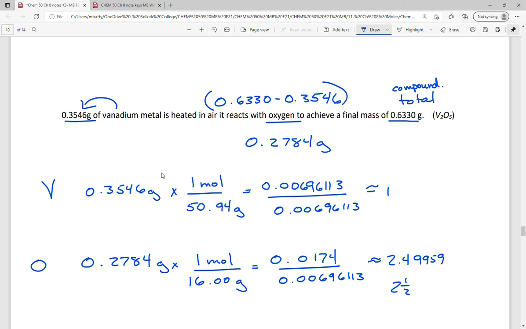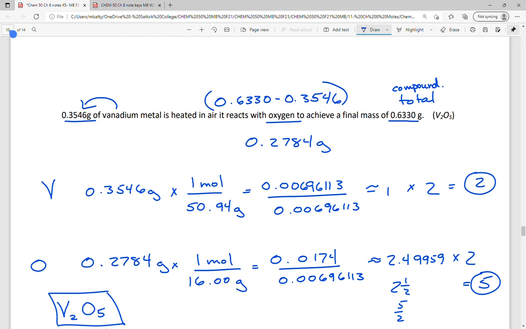2 1/2, or as an improper fraction, 5 halves. If I want to clear this, if I want to make it a whole number ratio, I would multiply it by the denominator, by 2, which means I have to multiply this one by 2 as well. So this gives me my whole number ratios, 2 and 5. And so the fixed ratio here between vanadium and oxygen is 2 parts vanadium and 5 parts oxygen. And that's another example of clearing those denominators.